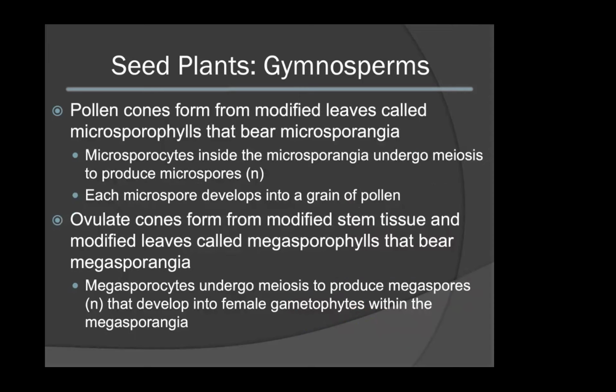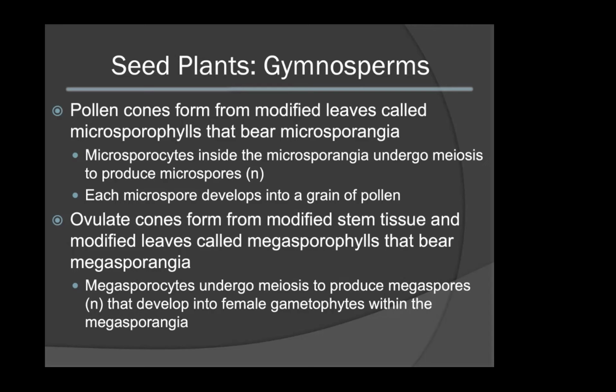Pollen cones derive from modified leaves called microsporophylls. These leaves eventually bear the microsporangia. Within the microsporangia are specialized cells called microsporocytes. These cells will undergo meiosis to produce the microspores. The microspores are considered to be haploid, thus are represented by the end stage. Each microspore develops into a single grain of pollen. You will have many microspores present within one microsporangia.